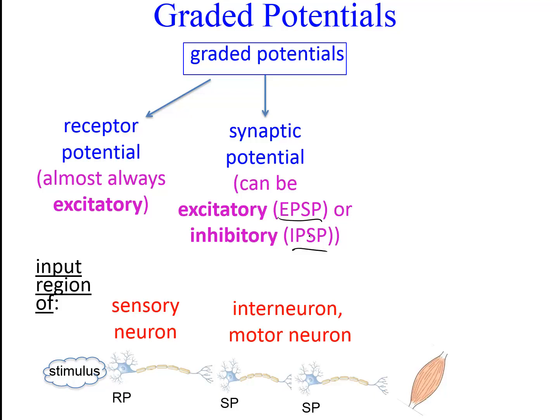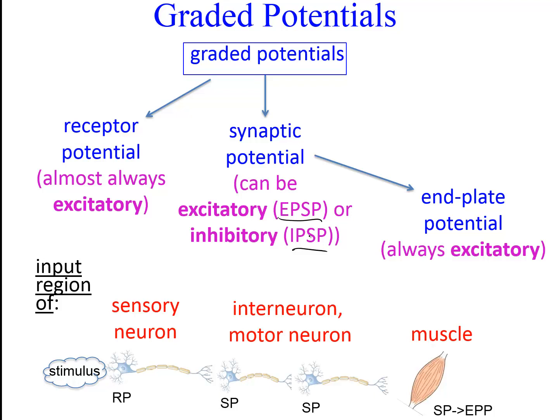Finally, if we have a graded potential in the input region of muscle, it's a synaptic potential because it occurs through the activation of a synapse, but it's given the specific name of an end plate potential, since a synapse from a motor neuron onto a muscle is called the end plate. Keep in mind that receptor potentials, synaptic potentials or postsynaptic potentials, and end plate potentials are all graded potentials. There's really no difference between them except that they occur in different locations in the nervous system, and therefore neuroscientists give them different names to help differentiate them.